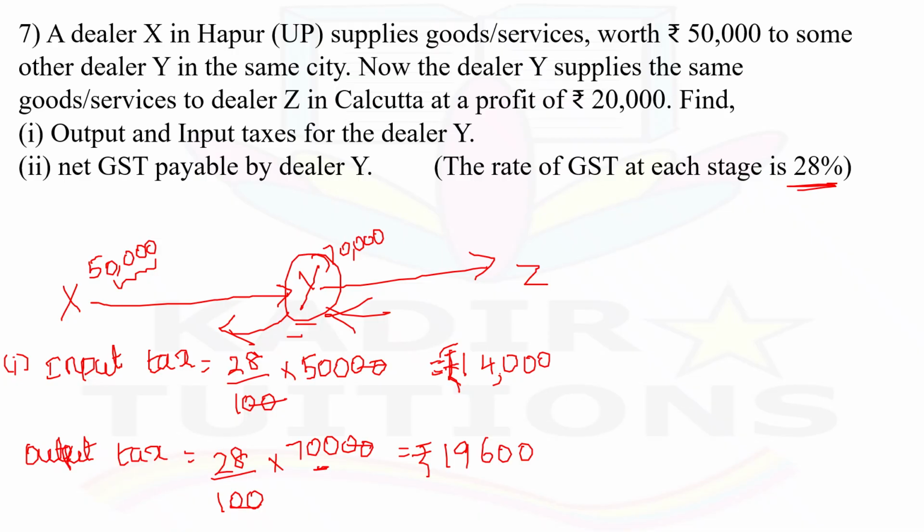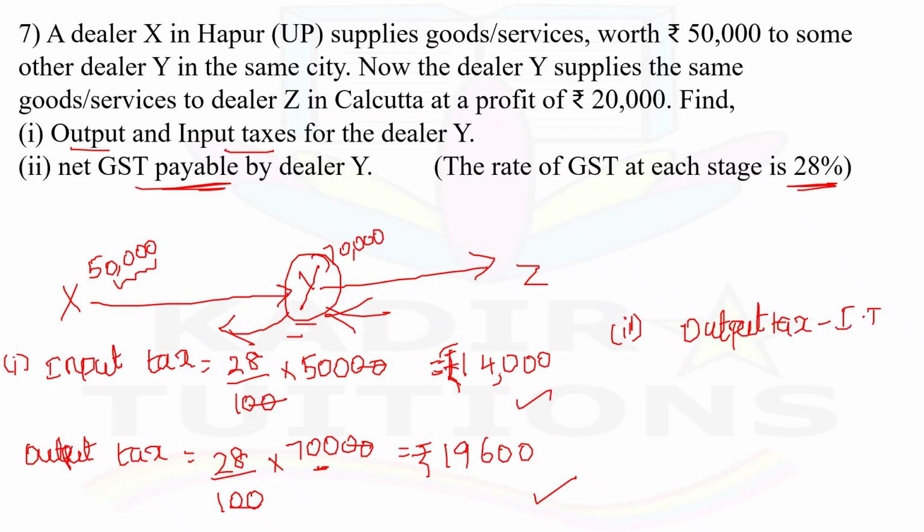Yes, and anything they have asked? Yeah, the next question. So first question is just output and input taxes for the dealer Y. So we calculated that. And what is our second question? They are asking what is the net GST payable by dealer Y. So what is the formula for finding it? It's nothing but output tax minus input tax.